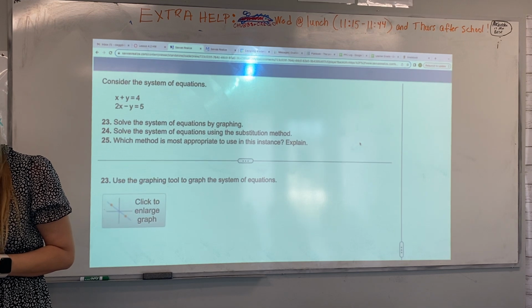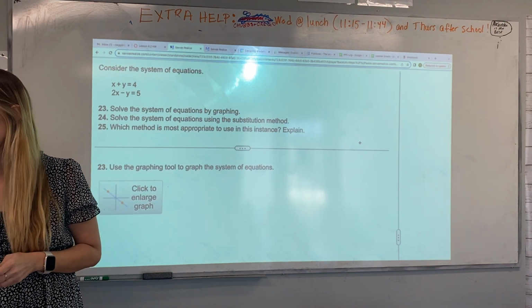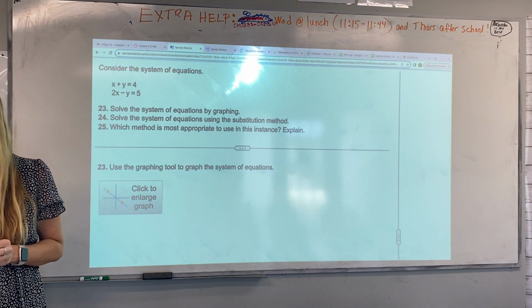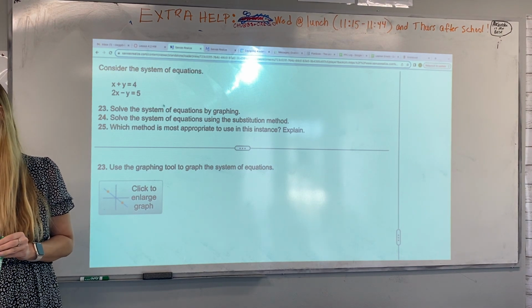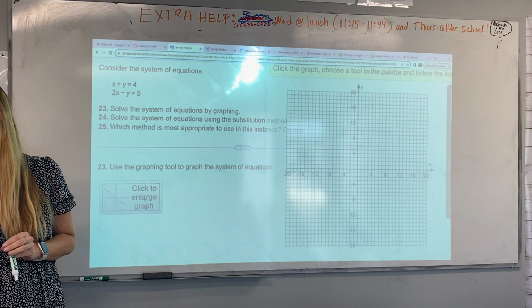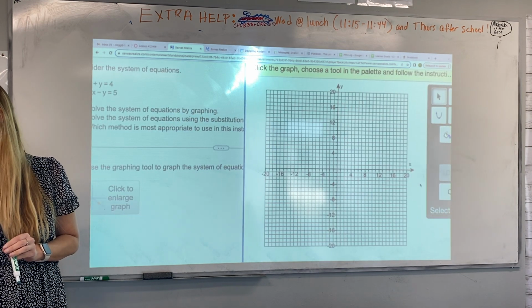Okay, it says consider the systems of equations. Here you go, Abby. Now we're going to graph, okay? On number 3, it says consider the system of equations. First, we're going to solve this system of equations by graphing. So I'll go ahead and graph them first.